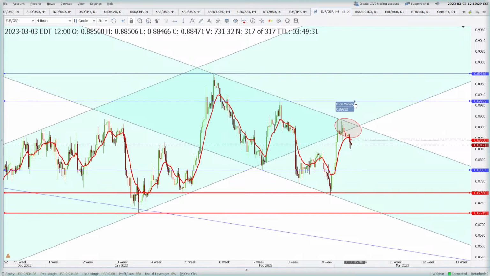On the upside, although we have 0.8928, we did not even talk about this level because there's more resistance than 0.8928 here in this area. All right, I hope that helps.